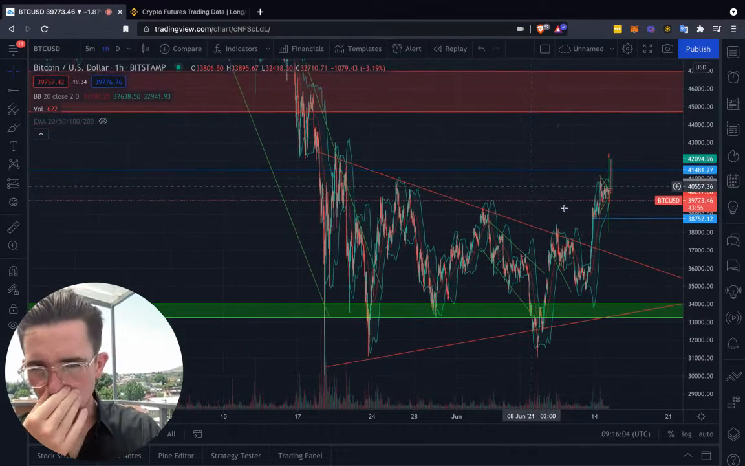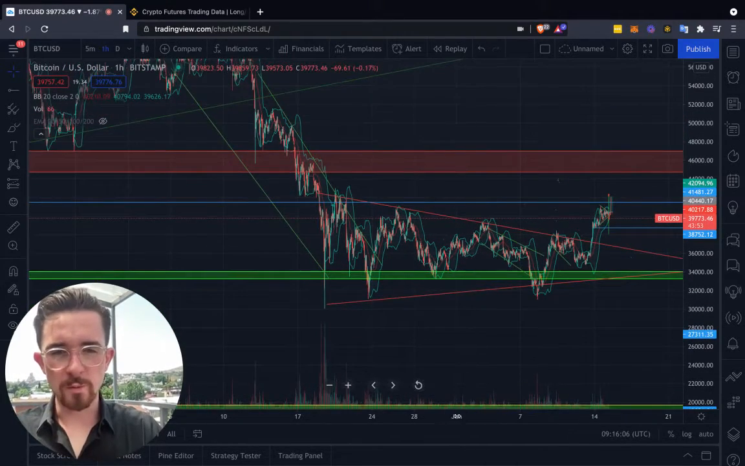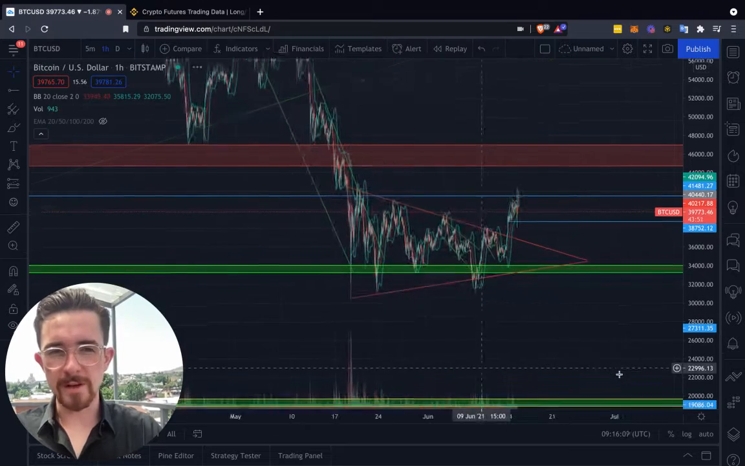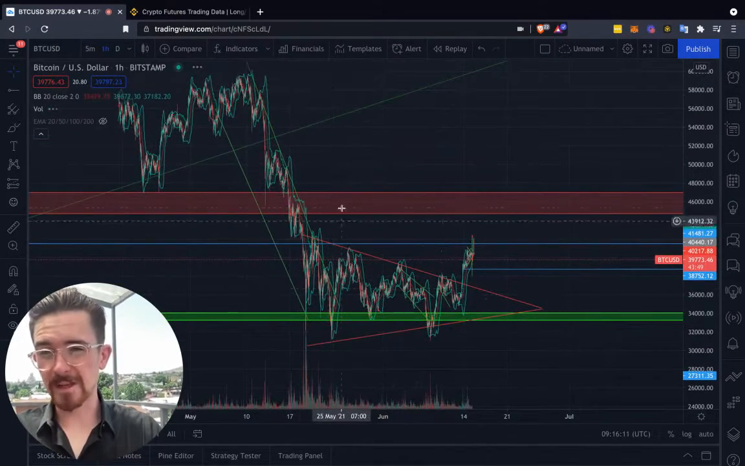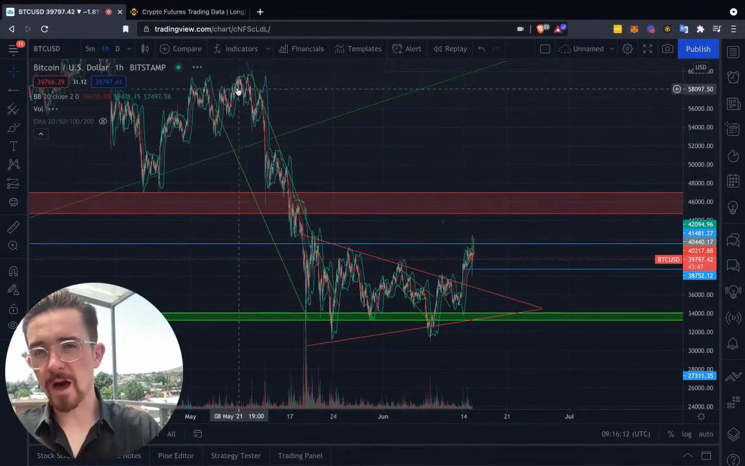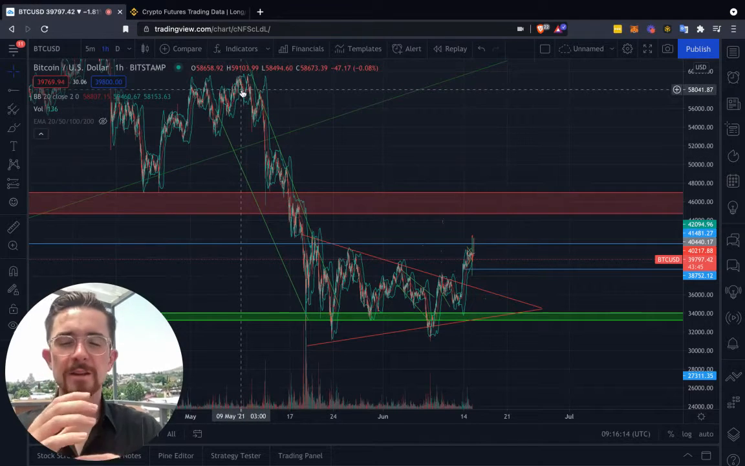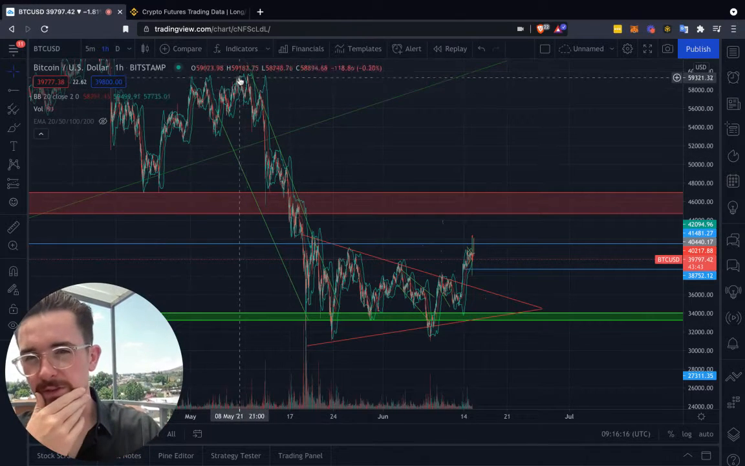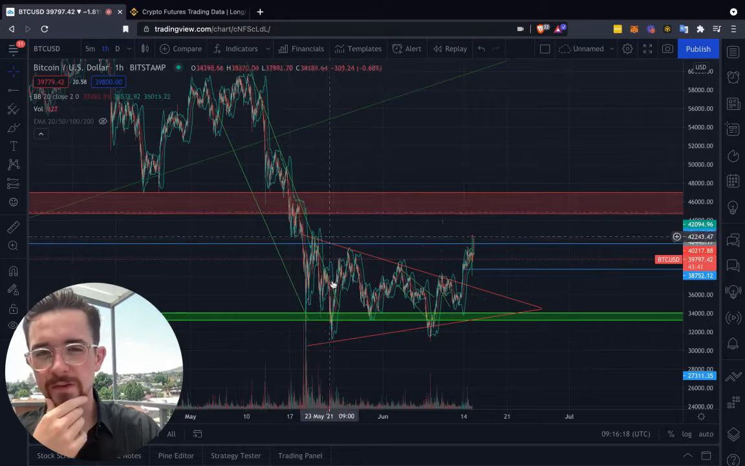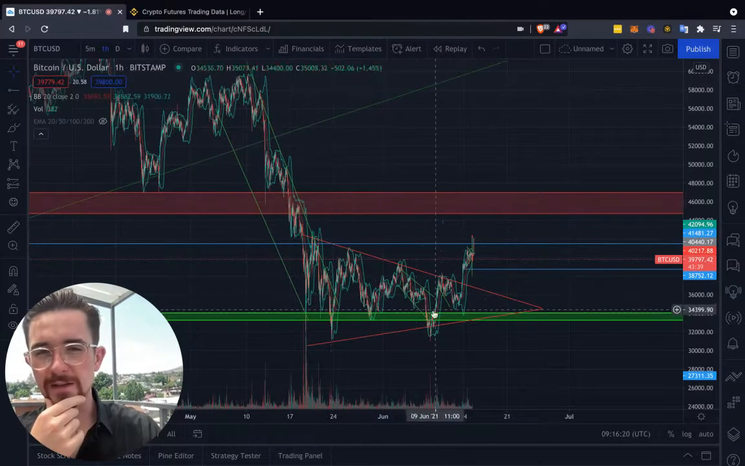But if you're looking, okay, what just happened, right? So what did we just break out of? Well, we just broke out of the symmetrical triangle that we've been consolidating in for some time. So we saw this massive dump off of these highs, kind of in this green energy FUD, the Elon FUD, all these different things, this descending wedge, then the symmetrical triangle, consolidated in this range.